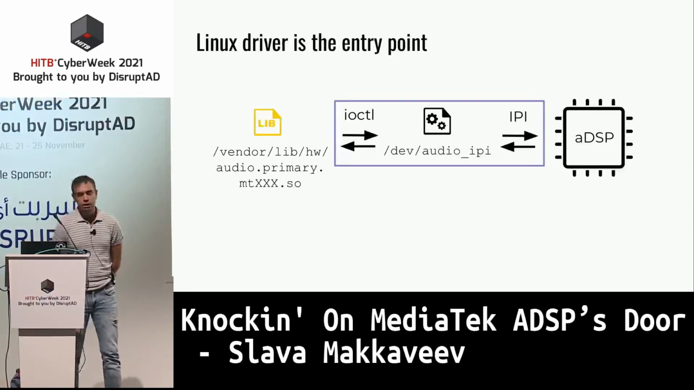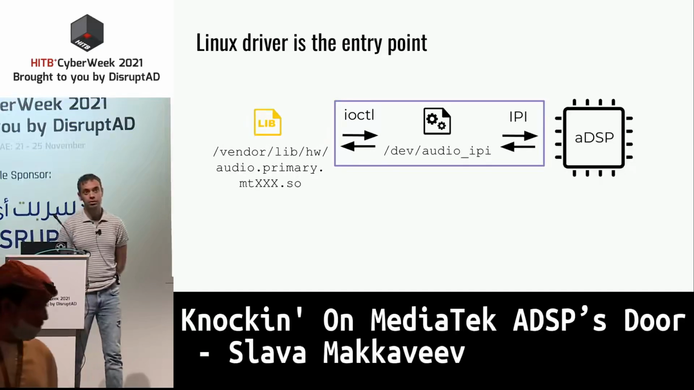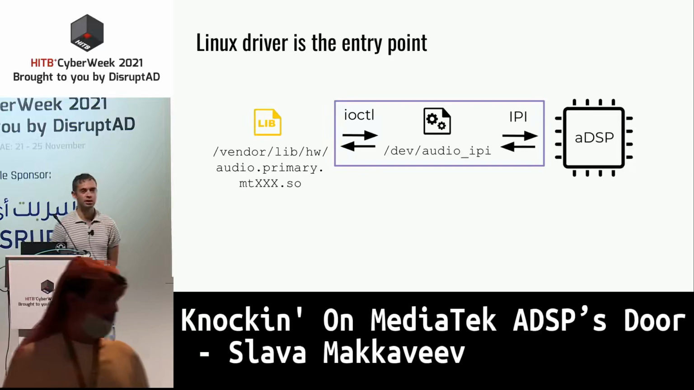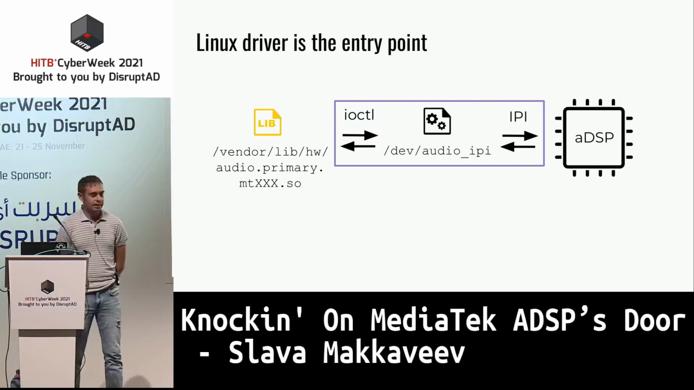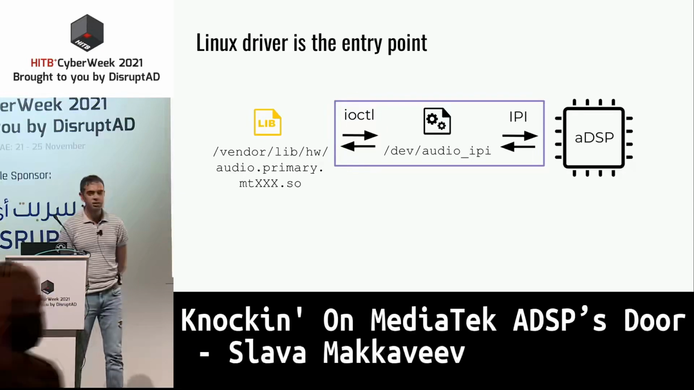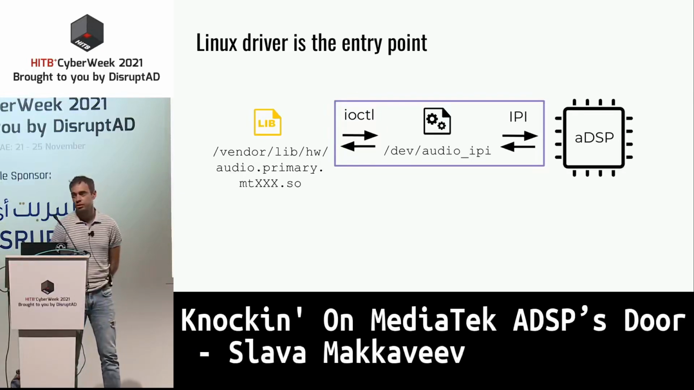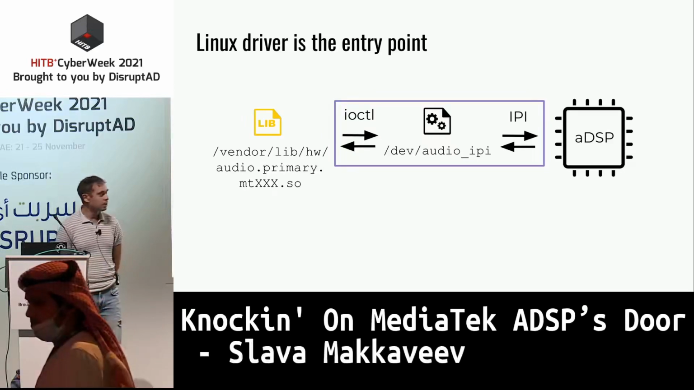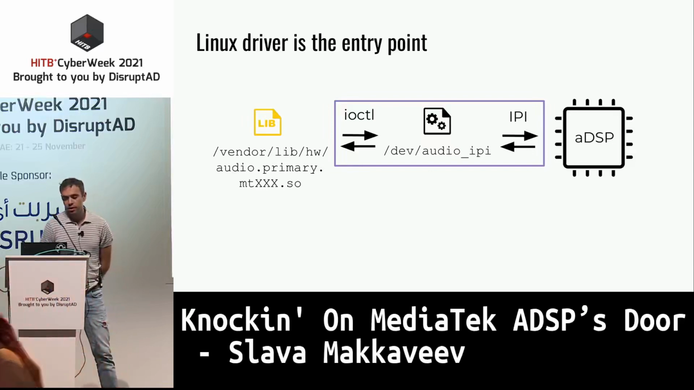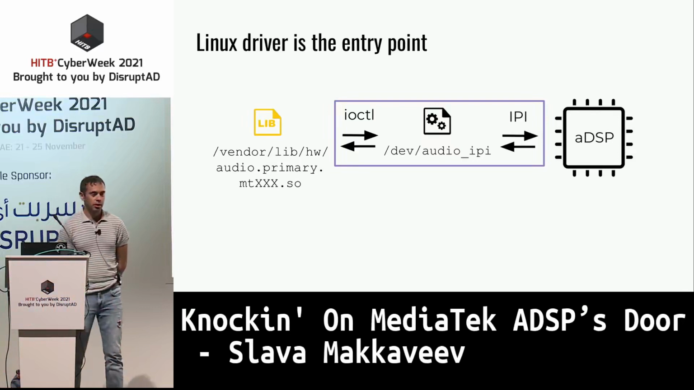In this research, I used a Xiaomi Redmi Note 9 5G smartphone based on the MediaTek Dimensity 800 SoC as a test device. There are only a few media-related drivers on my test device, and it was not really difficult to find the driver responsible for communication with the audio DSP. Actually, it has a clear name, audio IPI. And a simple search for the driver name in the vendor partition allowed me to find the MediaTek API library, audio.primary.mt6873.so.